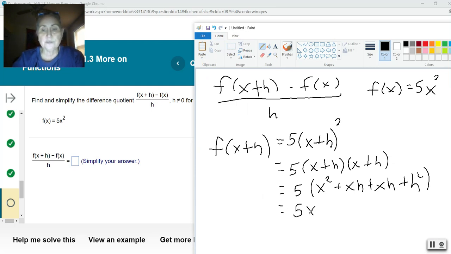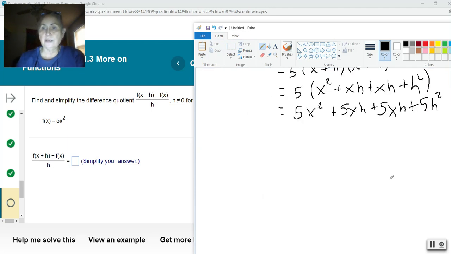The 5's got to be distributed. 5x squared plus 5xh. I could have added those before, but I forgot. 5xh plus 5h squared. And now I am going to combine my like terms. 5x squared plus 10xh plus 5h squared.